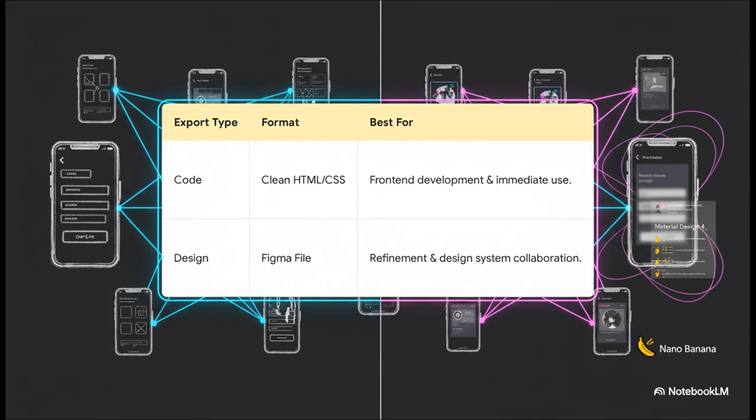You can export clean, ready-to-use front-end code for immediate development. Or, and this is the potential Figma killer feature, you can export a fully layered Figma file. But get this, it's not just a one-way export. It's a two-way sync. You can edit the Figma file, and the code actually updates. This finally truly closes the loop.